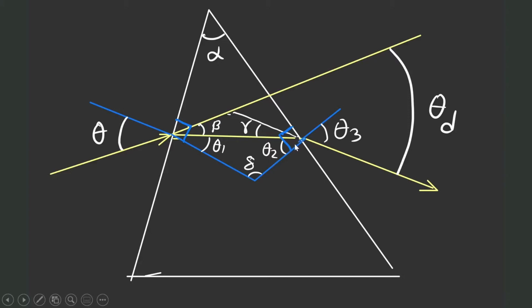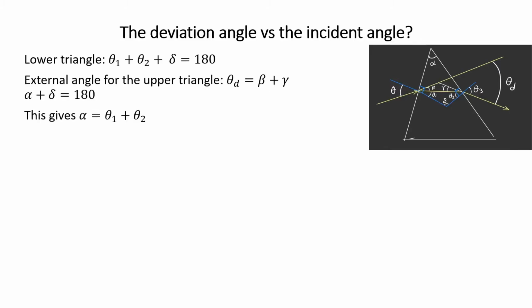And if we consider these two triangles, the lower one is shown by angles theta 1, theta 2, and delta, and the other one is the big triangle. We see that this angle and this angle are 90 degrees. So I can conclude that delta plus alpha plus these two angles must be equal to 360 degrees. So I can conclude from that alpha plus delta is 180 degrees.